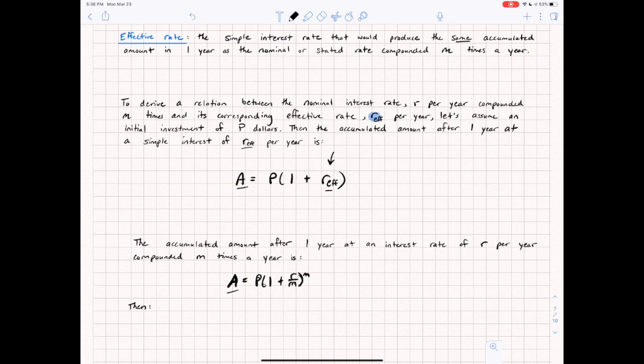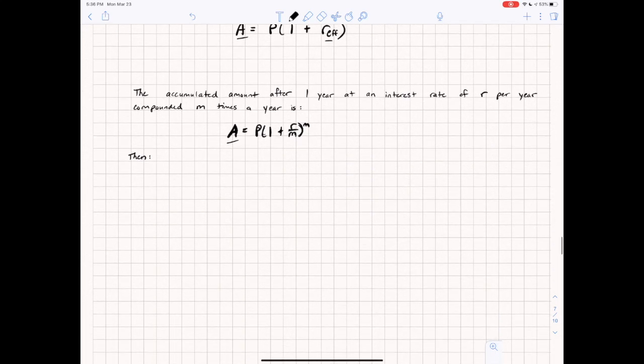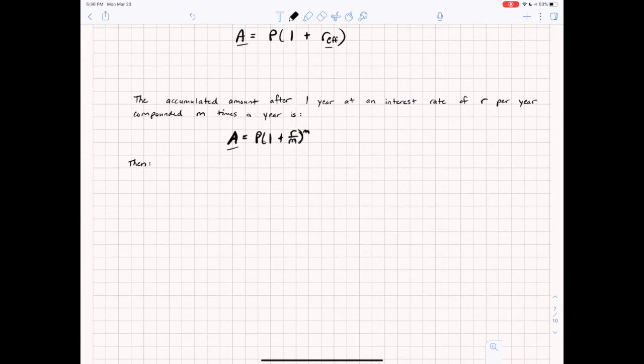In other words, we want them again to produce the same accumulated amount. Then I can set these two equations equal to one another. So I'm going to say that the principal times 1 plus the effective rate is equal to the principal times 1 plus the interest rate over the conversion, raised to the number of times it's being compounded. Again, it's conversion. And I want to essentially solve for R here.